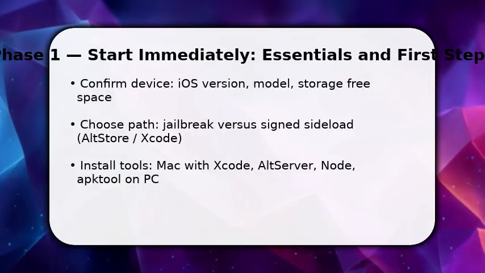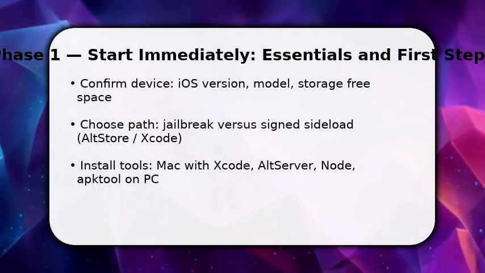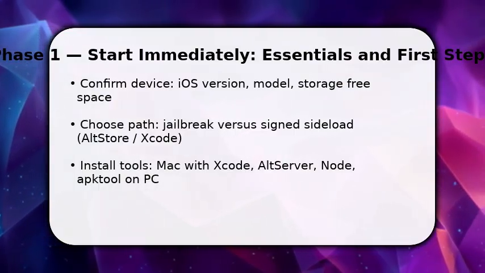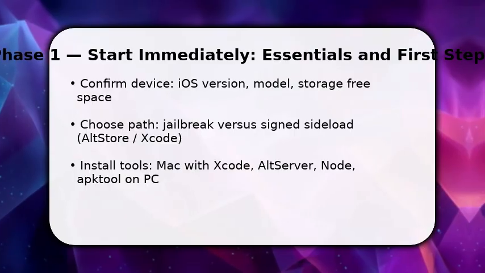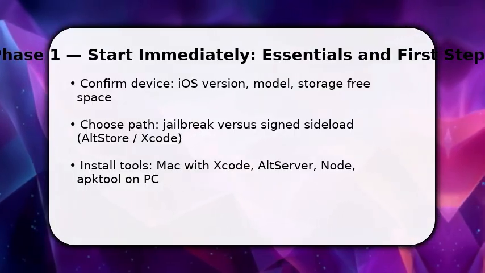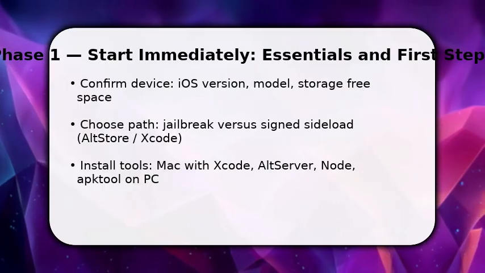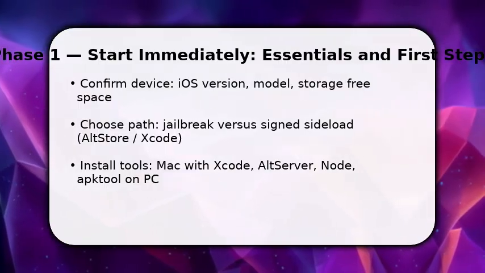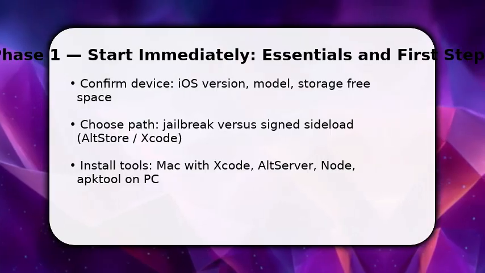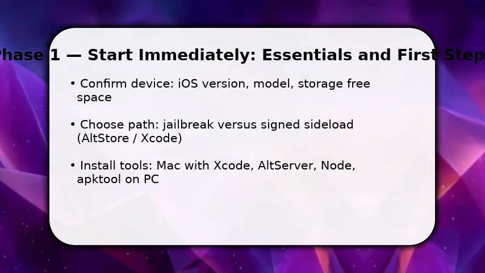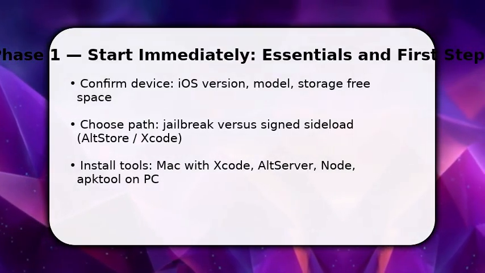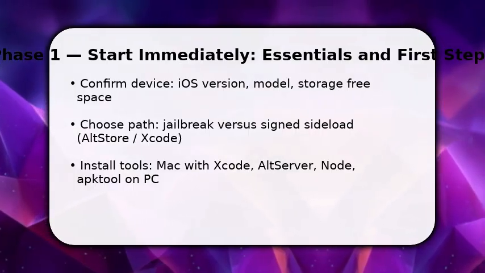You start by choosing a legal, feasible path, jailbreak or sign sideload. If you pick sideload, set up a Mac with Xcode and Alt server. If you pick jailbreak, install a package manager. Once done, gather the Android APK and the app source or assets. Make sure to install a tool or a decompiler on your PC to inspect resources, then connect devices.